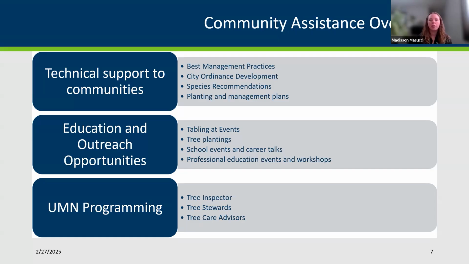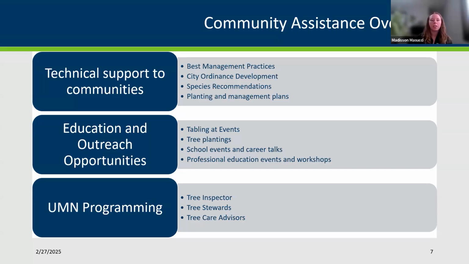Outreach opportunities and support may look like providing in-person support when requested at city or community events, such as Arbor Day, tree plantings with local groups, National Night Out, and cultural events. We also work with schools to provide urban and community forestry content in addition to general forestry content.